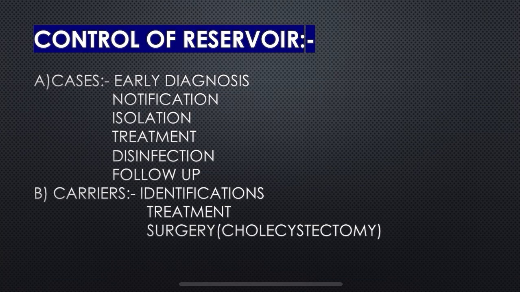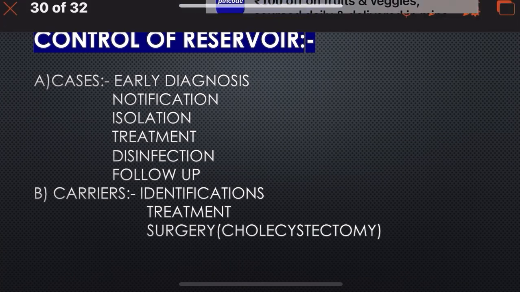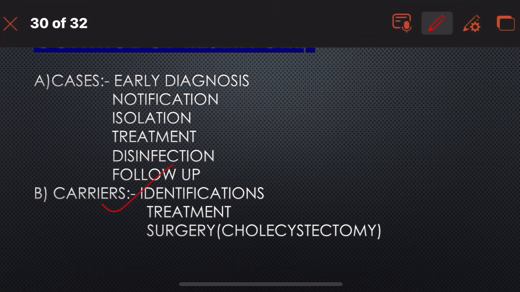Urinary carriers are also easy to treat, but the refractory cases may need nephrectomy, where one kidney is damaged and the other healthy. Then we have surveillance. The carrier should also be kept under surveillance. They should be prevented from handling the food, milk or water for others. Let me add on the points: identification, treatment, surgery, and surveillance, the fourth point.